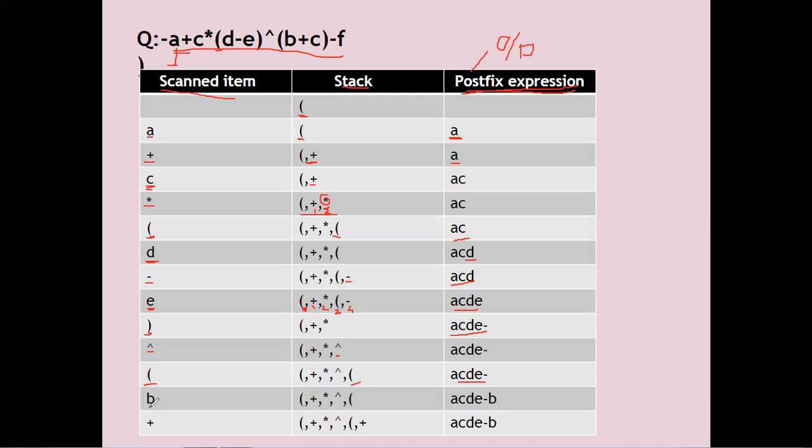Next comes B, which is an operand. No doubt, when an operand comes, it is directly displayed on the postfix expression on the output screen, that is B. No change in the stack. The next is the plus sign, that is the plus operator. No doubt the plus operator should be placed on top of the stack. The stack top will point here, and the plus sign we pushed into the stack. There is no change in the output postfix expression.